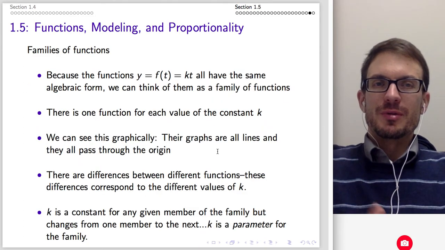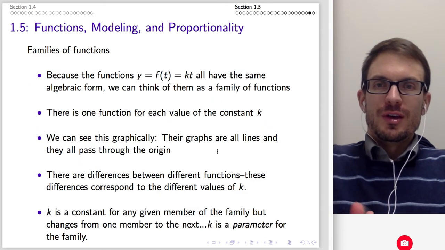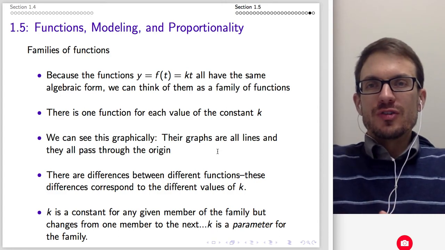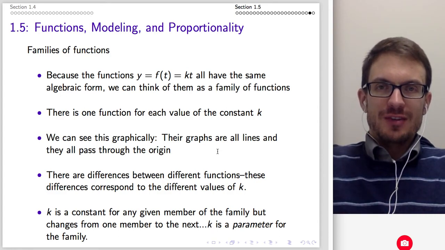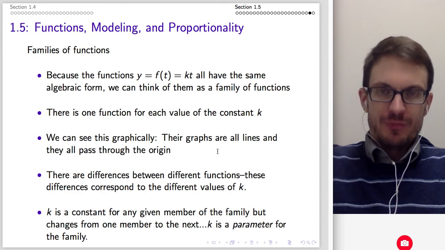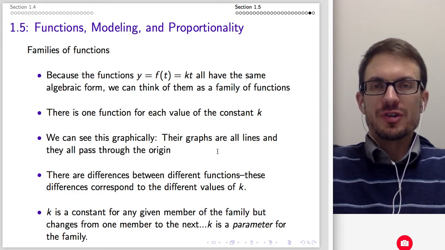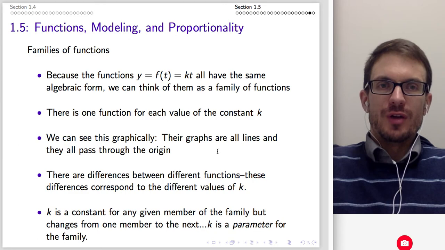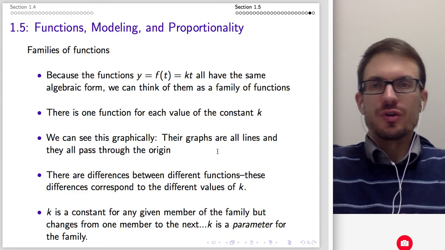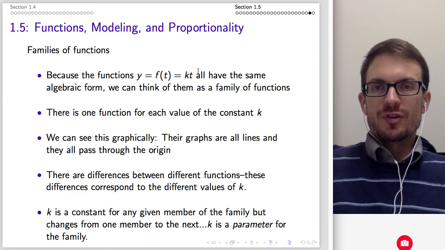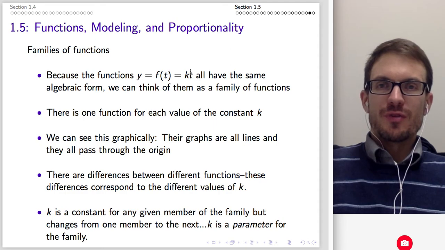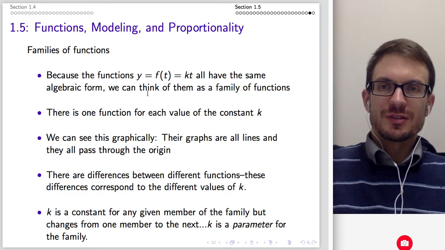And last thing we'll talk about is a family of functions. So the functions y equals f of t equals kt all have the same algebraic form. We can think of them as a family of functions. It's all linear functions without an intercept. These are linear functions going through the origin, right? There's no intercept. Think about y equals mx plus b form. This is like m, this is like x.